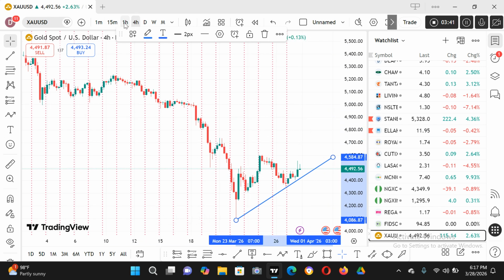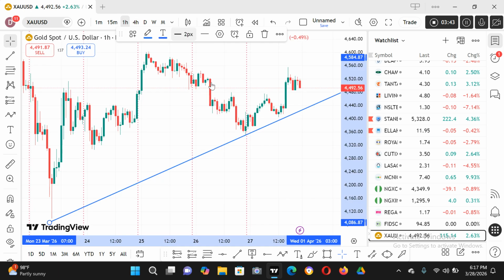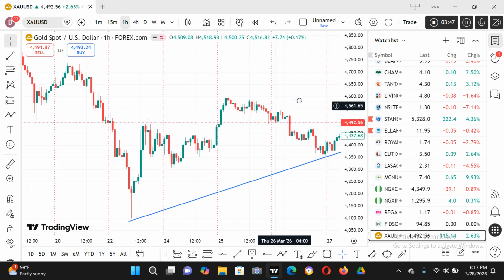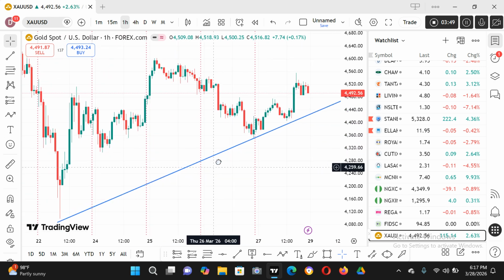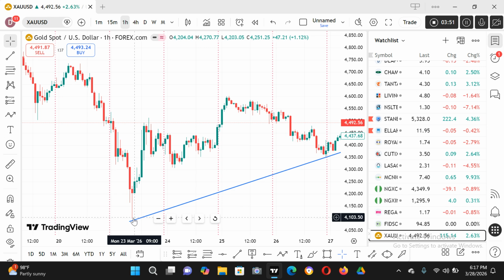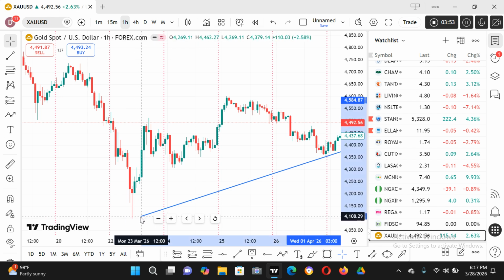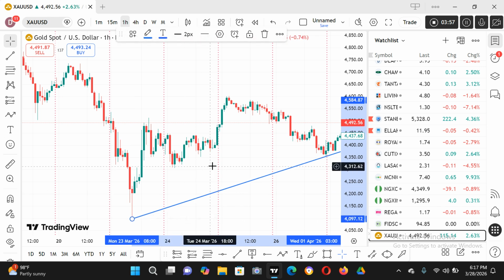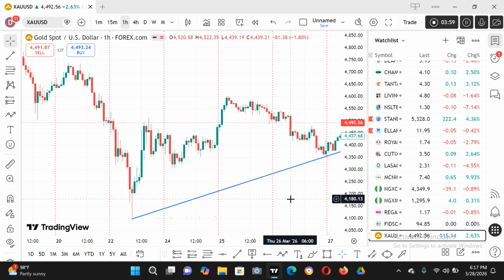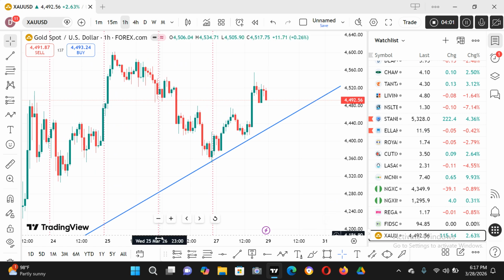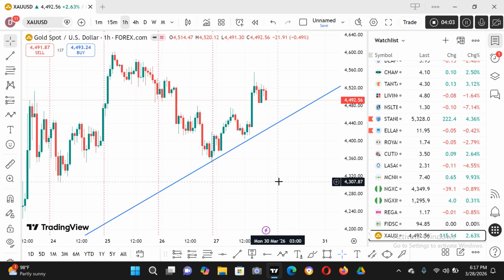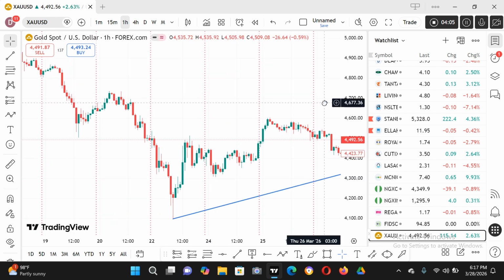So let's go to 1 hour time frame to make sure that the 4 hour time frame is in synchrony with the 1 hour time frame. And as you can see, the 1 hour time frame is clearly showing that we are not wrong, that the market is moving upward. That's uptrend, wick to wick.